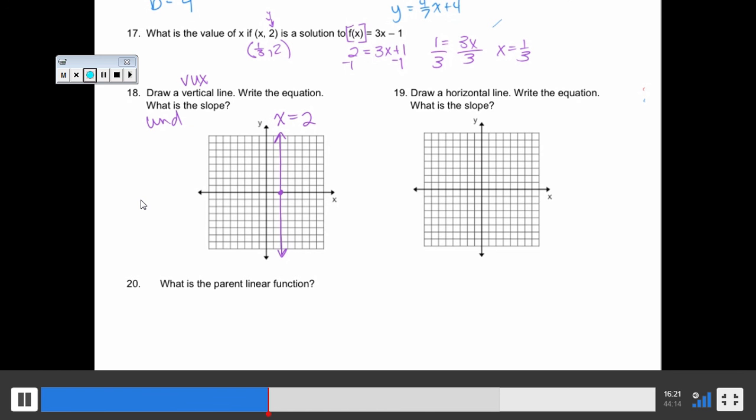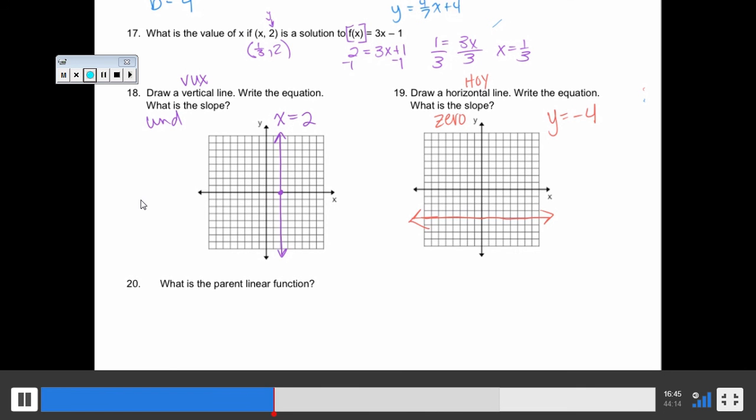If we do the same thing for a horizontal line, we would use HOY. And if we do a horizontal line, I'm going to put down here, that is 4 on the y-axis is where it's cutting through. So the equation is going to be y equals negative 4, and the slope is going to be 0.